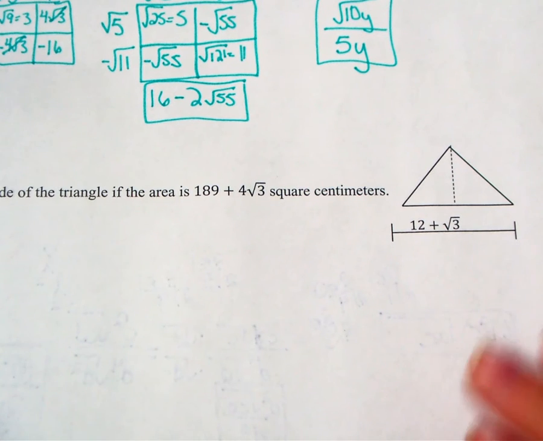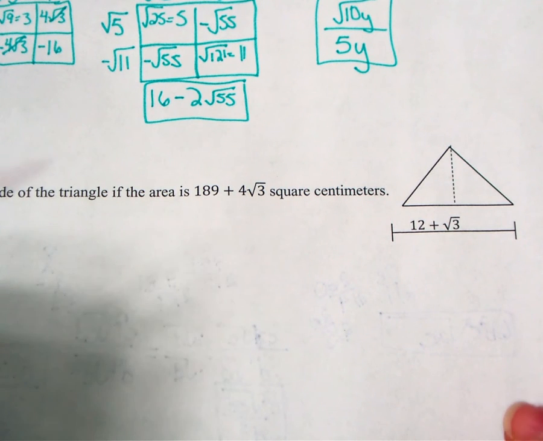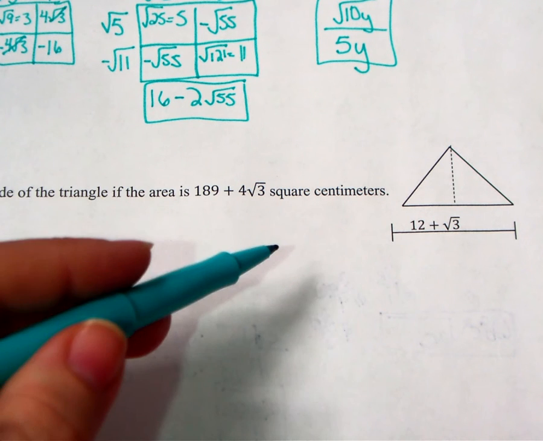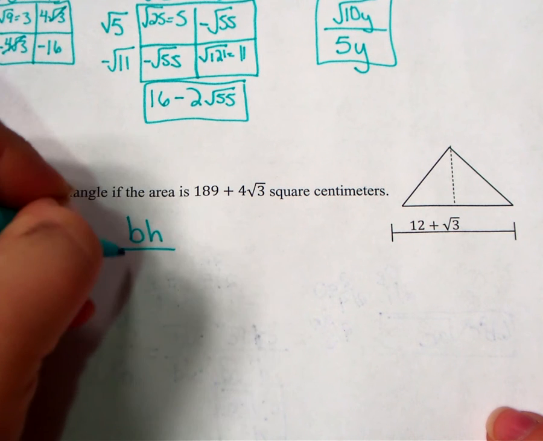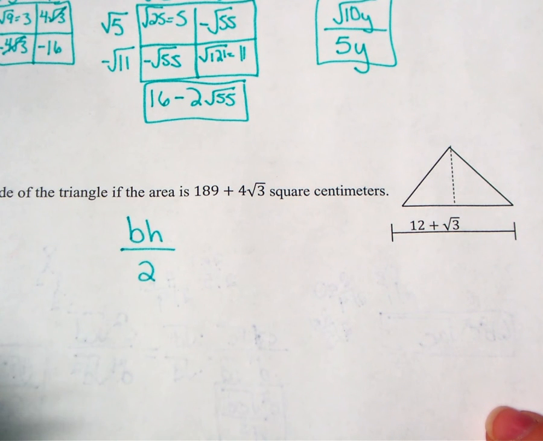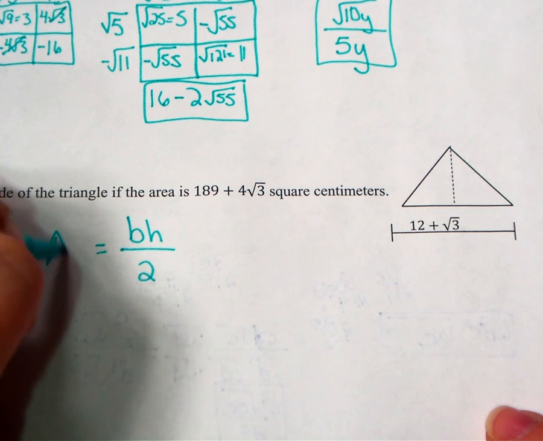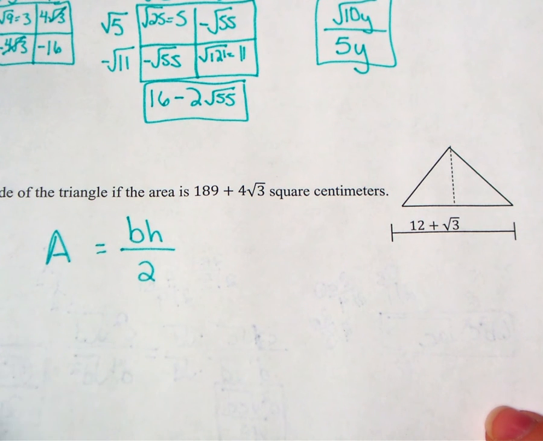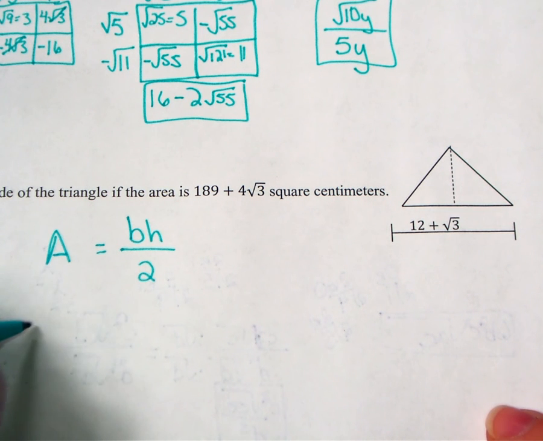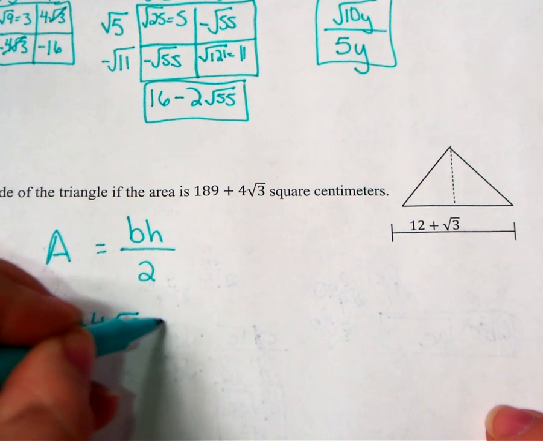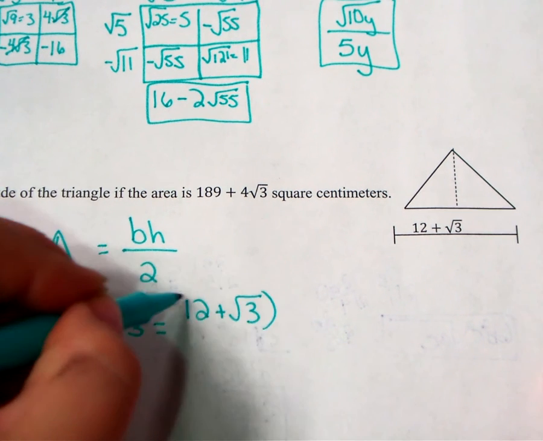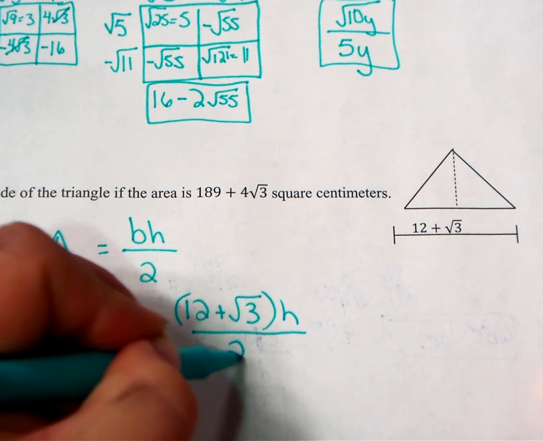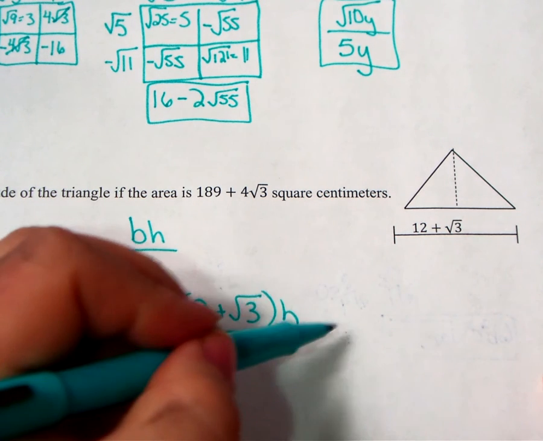For the word problem, we have the area given to us in the base, and we have to find the height. Remember, we're going to use this formula. Base times height divided by 2 equals the area. So we're going to have a little bit of solving to do. So I have area is 189 plus 4 square roots of 3 equals the base times the height divided by 2. The first thing I'm going to do is multiply both sides by 2.